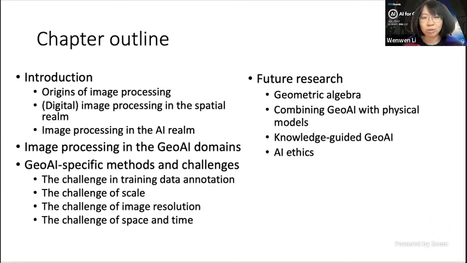And then we go on to talk about the GeoAI specific methods and the challenges. So we talk about the challenges in training data annotation, the challenge of spatial scale, and the challenge of image resolution and data accuracy, as well as the challenge in space and time, because we not only have static objects, but a lot of phenomena actually go through spatial temporal changes. And then we talk about a few future research directions closely related to image processing, like how we can incorporate geometric algebra into AI modeling, and how to combine GeoAI with physics-based models and use the knowledge as a constraint to guide the future AI model development. And we also touch base on AI ethics, which is another important topic.